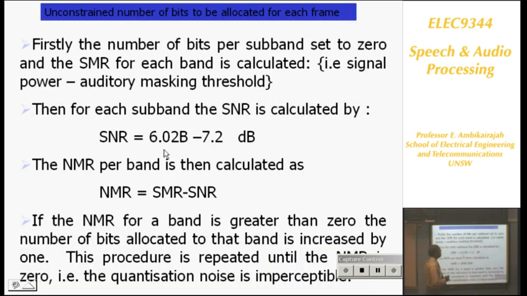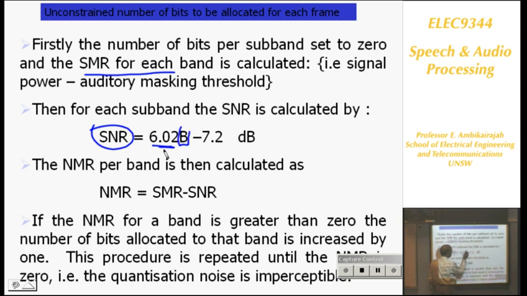Firstly, the number of bits per sub-band is set to 0. You set the number of bits per sub-band to 0 first. You don't know anything about how many bits you want to set. Set it to 0 first. Then the signal-to-mask ratio for each band you calculate: the signal power minus auditory masking threshold. That's called the signal-to-mask ratio. You can calculate SNR for each band very easily.